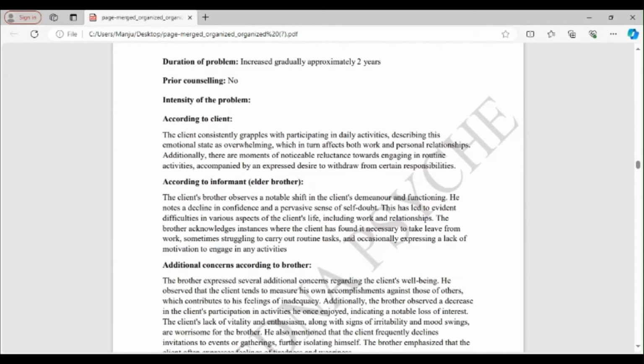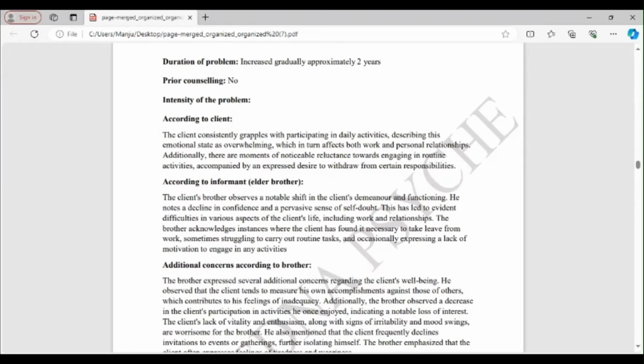The client's elder brother observes a notable shift in the client's demeanor and functioning. He notes a decline in confidence and a pervasive sense of self-doubt. This has led to evident difficulties in various aspects of the client's life, including work and relationships. The brother acknowledges instances where the client has found it necessary to take leave from work, sometimes struggling to carry out routine tasks and occasionally expressing a lack of motivation to engage in any activities.